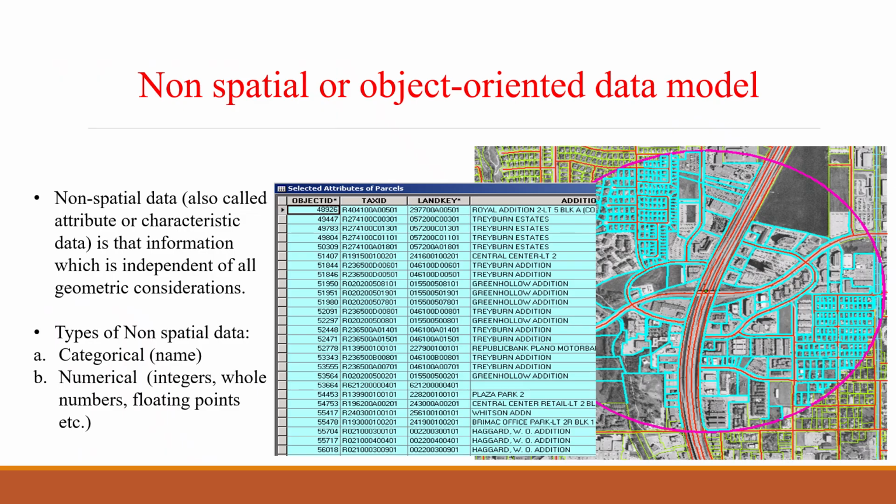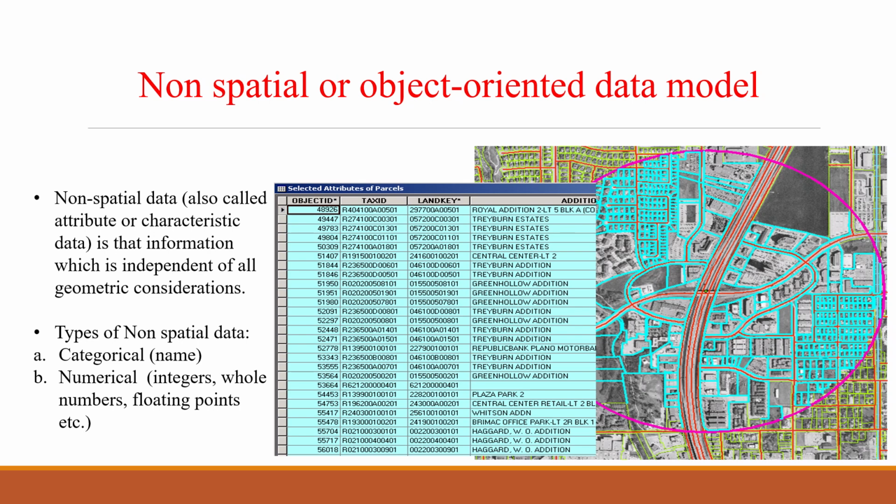Let's understand the non-spatial or object-oriented data model in GIS. Non-spatial data refers to information that does not contain location coordinates. Instead, it describes the characteristics or attributes of spatial features. For example, while a map may show the location of a school, the non-spatial data would include its name, number of students, type of management, or year of establishment.